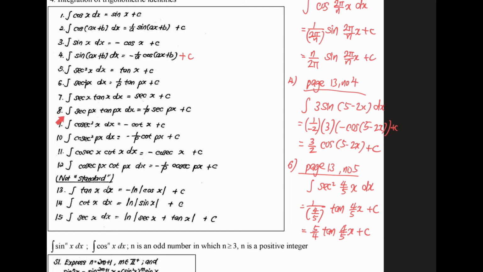Number 8, integrate secant px tangent px equals 1/p. The 1/p comes from the differentiation of the angle. Differentiate the angle px, you get p, then you divide by p. And then we know that integrating secant tangent becomes secant. So that's why secant, take back the same angle, px plus c. Okay.